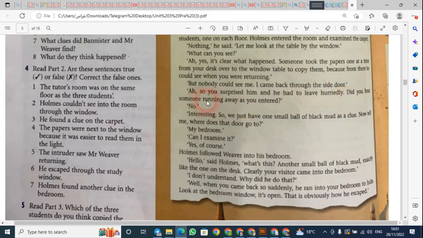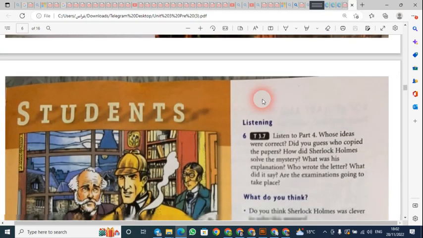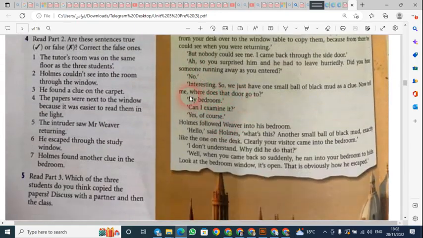"Did you hear someone running away as you entered?" "No." "Interesting," said Holmes. So we just have one small ball of black mud. This is the first clue. Only this clue. "Now tell me, where does that door go to?" "My bedroom." "Can I examine it?"